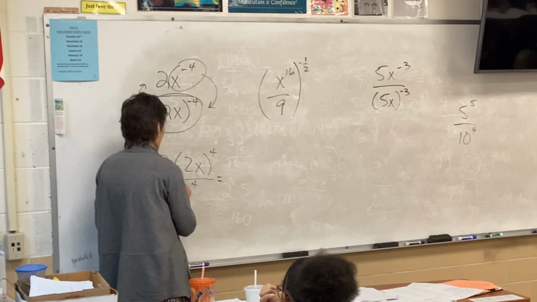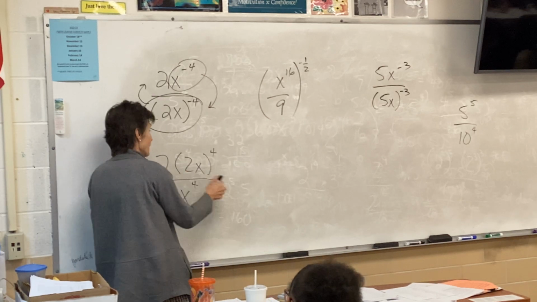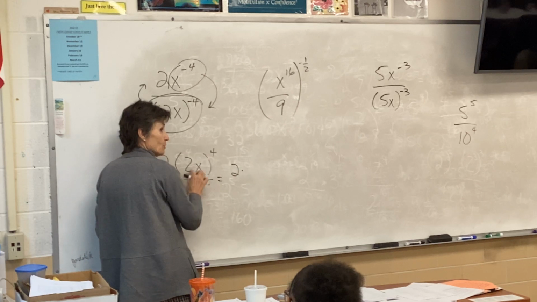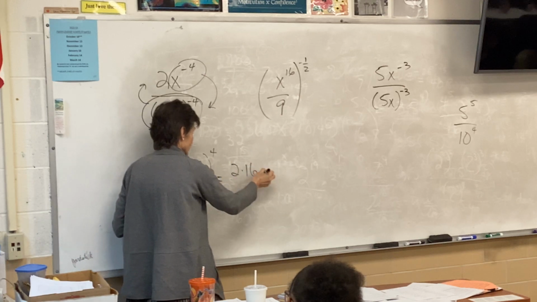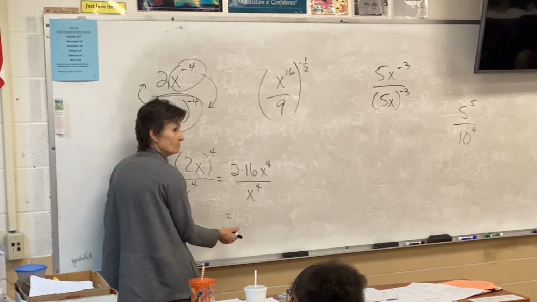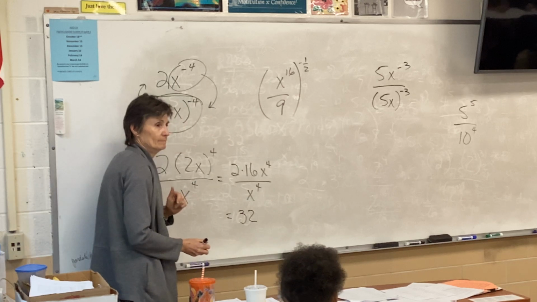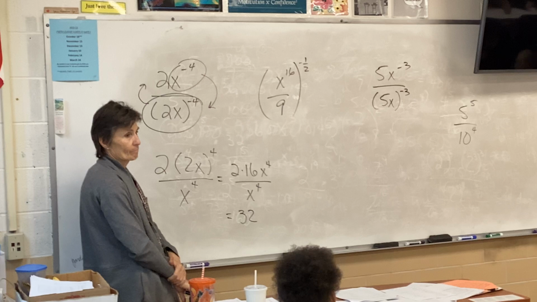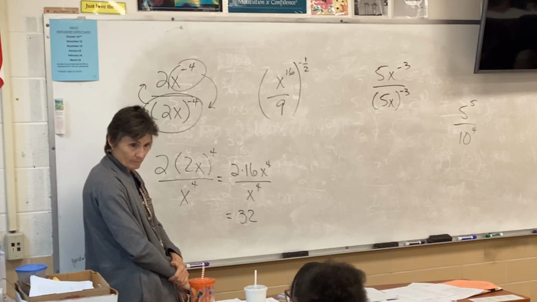And then what happens with quantity 2x to the fourth? That's going to become what? 2 to the fourth is 16. Oh my, what's the answer to the problem? 32. Digest that. That makes sense to you?